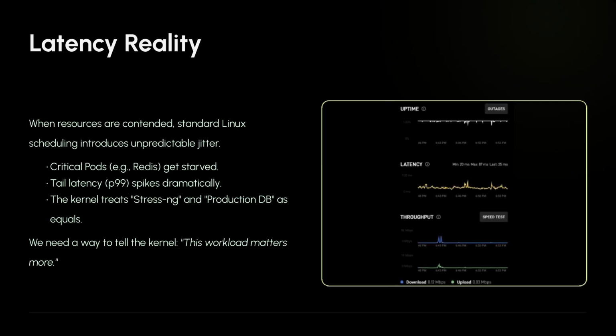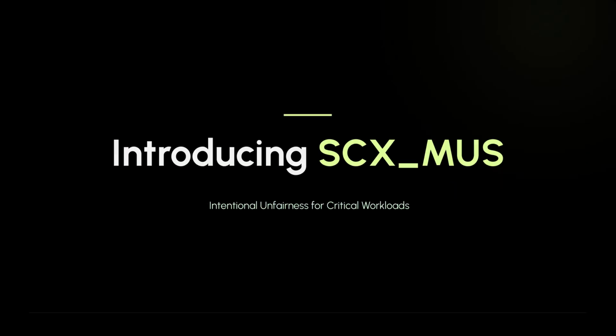We all know the standard Linux scheduler, CFS, tries to be fair, but in a critical production environment, fair isn't always what you want. When a background job starts eating your CPU, your latency-sensitive services shouldn't have to wait in line. So we asked, what if it could be intentionally unfair? Introducing SCXMUS, the mostly unfair scheduler.